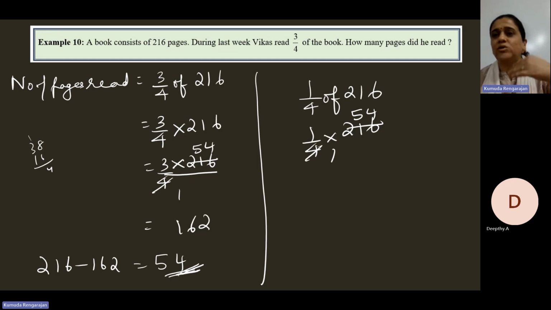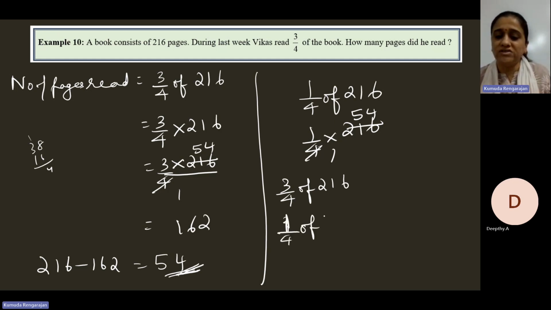What is the fraction corresponding to read? 3 by 4. What is the fraction corresponding to not read or unread? 1 by 4. Read means he's read so many pages. What is the fraction? 3 by 4. What is the fraction corresponding to not read? 1 minus 3 by 4, which is 1 by 4. So 3 by 4 is for read, 1 by 4 not read. So if you find 3 by 4 of 216, you will find the number of pages he has read. If you find 1 by 4 of 216, you can directly find the number of pages he has not read.